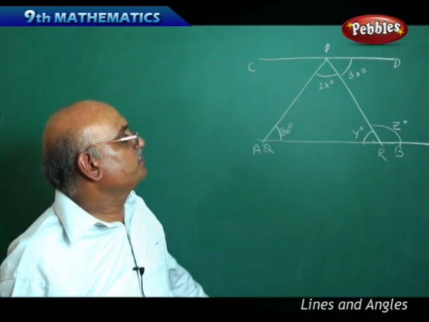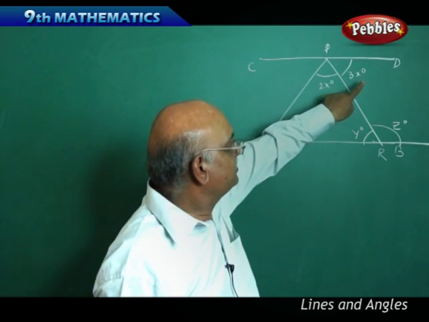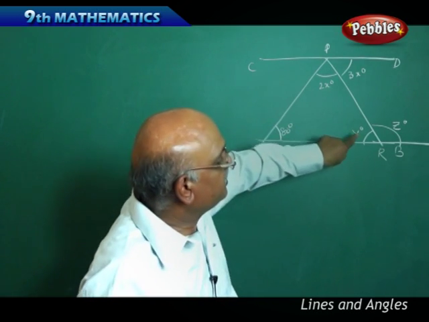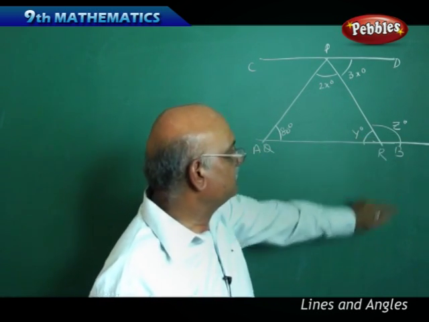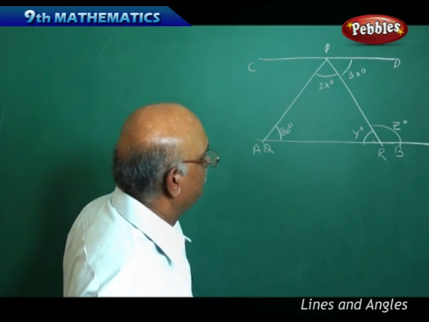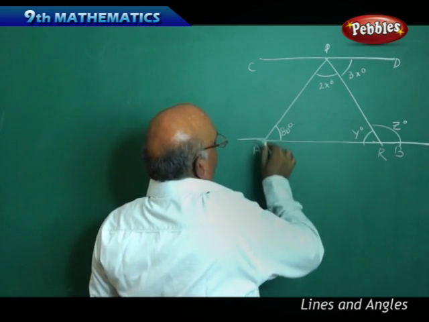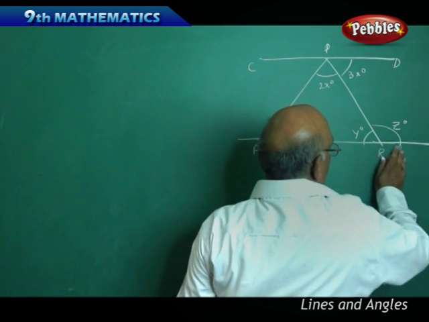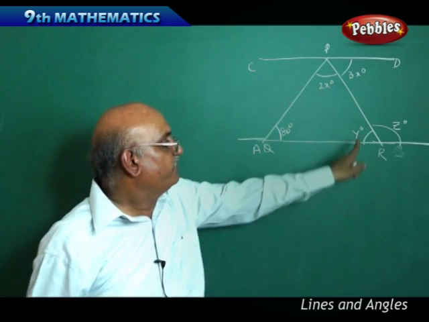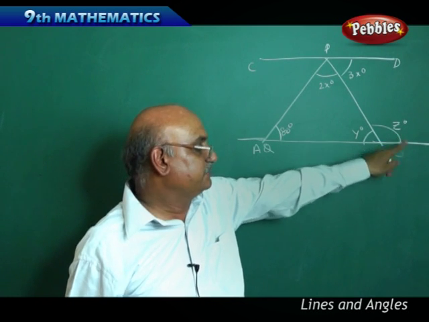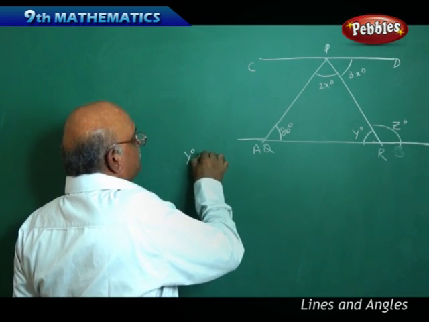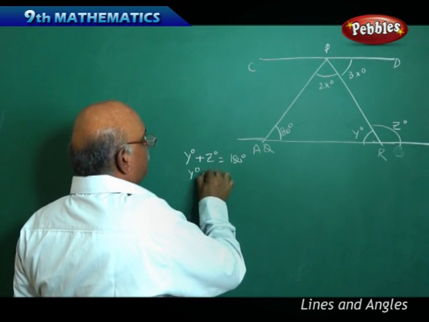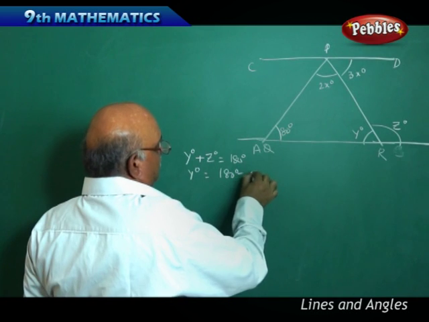Our main task is to find out x degrees as well as y degrees and z degrees. How we are going to get x, y and z is the question. Now, if you observe carefully, QRB is a straight line. Y degrees plus z degrees is equal to 180 degrees, we know this. Now, y degrees is equal to 180 degrees minus z degrees.